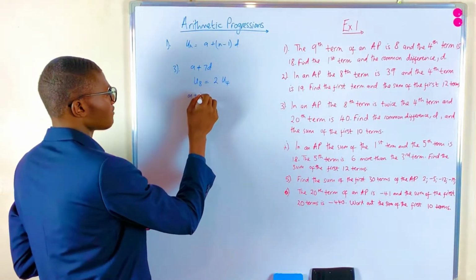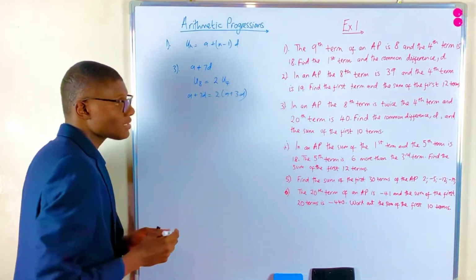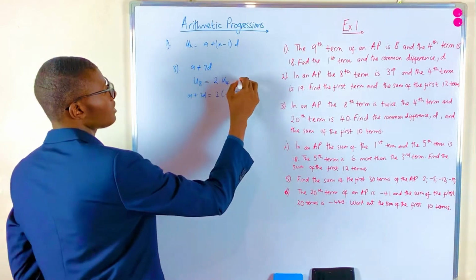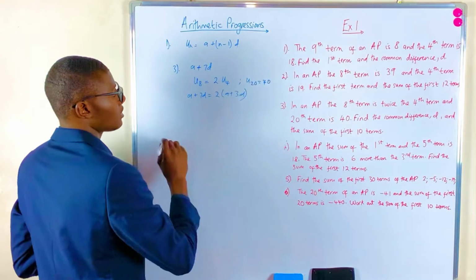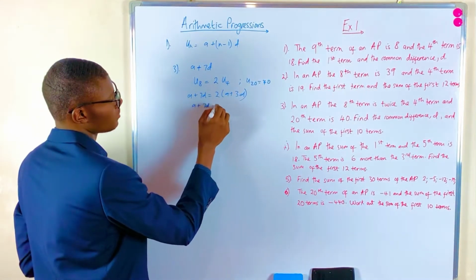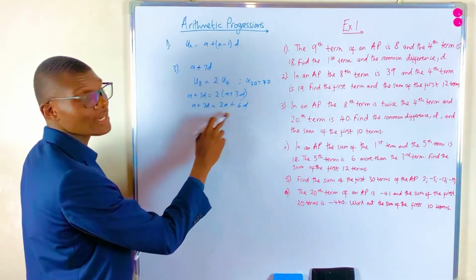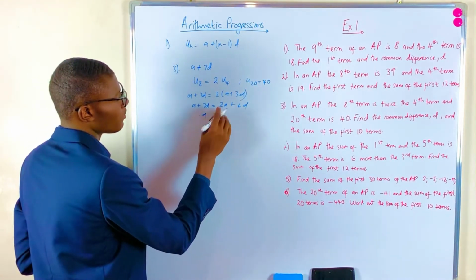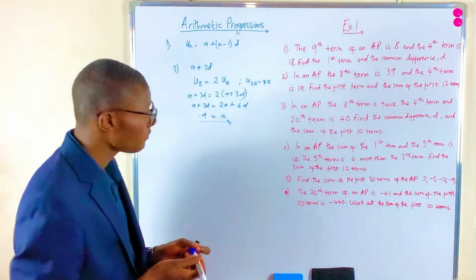So a plus 7d is equal to 2 times a plus 3d, and the 20th term, u20, is equal to 40. So here, if we simplify, we've got a plus 7d is equal to 2a plus 6d. Taking this side and this side, 7d minus 6d, that's d, being equal to 2a minus a, that's a. So a is equal to d.